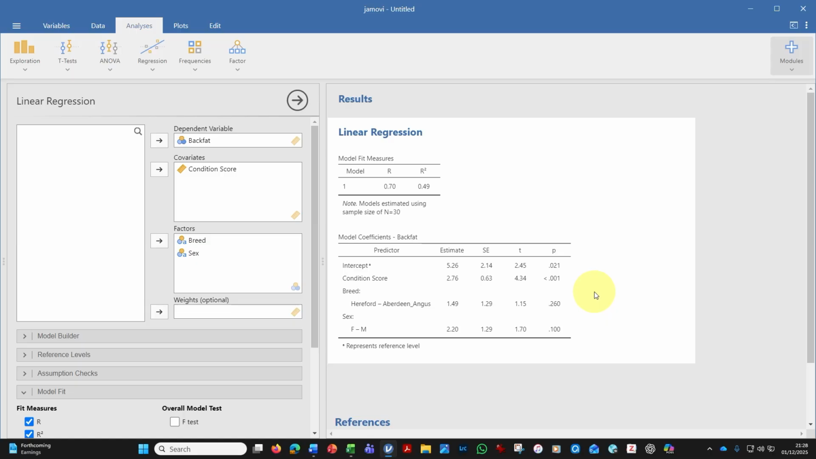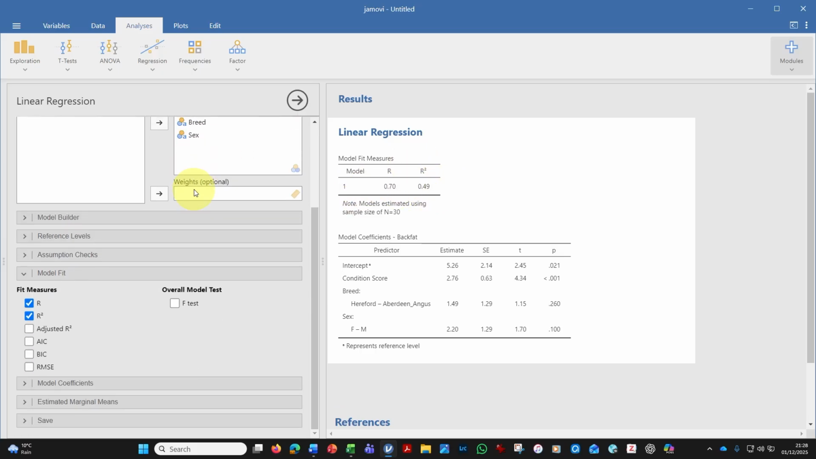And there's our values. So here we have an R squared. The overall model is accounting for 0.49 of the variance. So nearly half of the variation is explained by this predictive model. Actually, we might want to improve that.